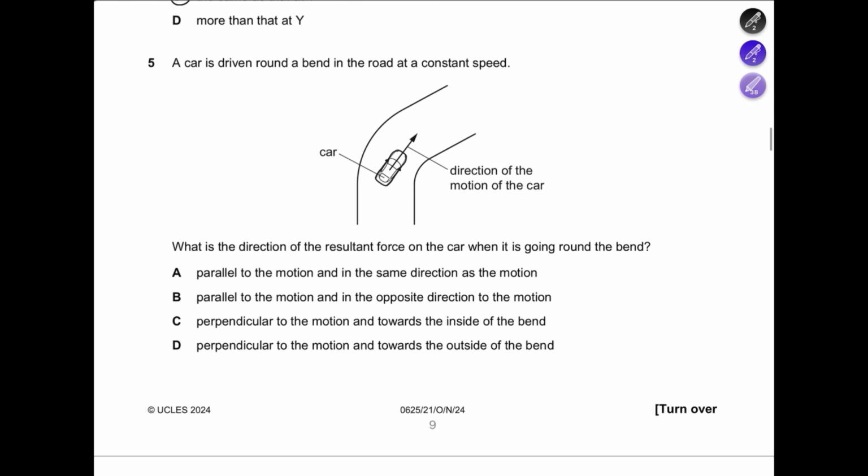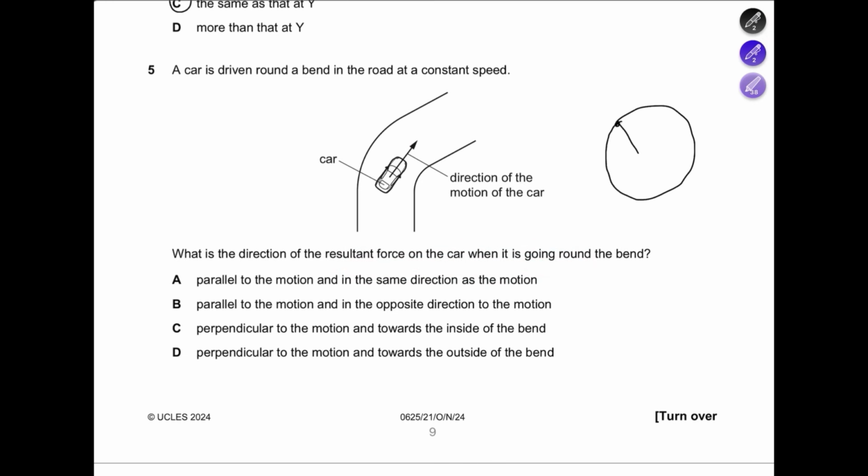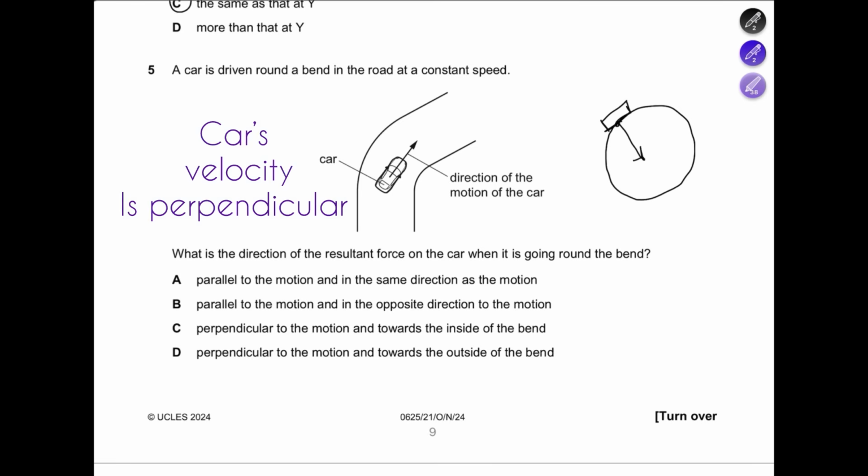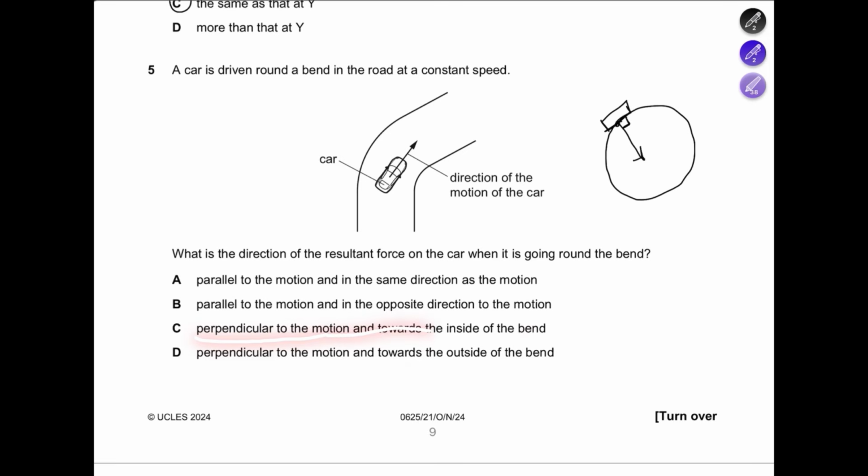Next, a car is driven round a bend in the road at constant speed. So you have a car, and the direction of motion of the car. What is the direction of the resultant force on the car as it is going round the bend? So this is a circular motion. In circular motion, resultant force is towards the center of the circle. So you can see the car's motion is perpendicular to the force. Therefore, it's going to be perpendicular to the motion and towards the inside of the bend.